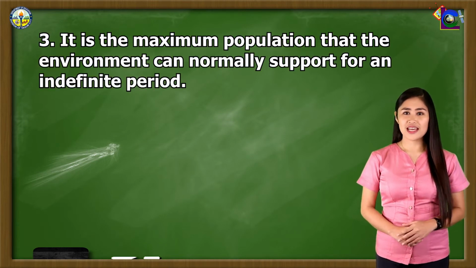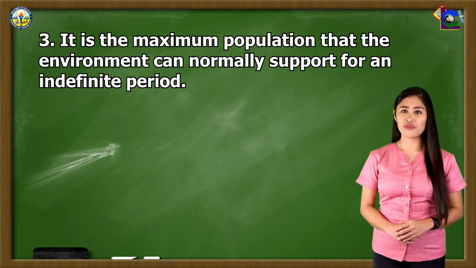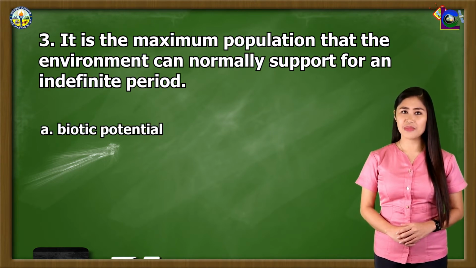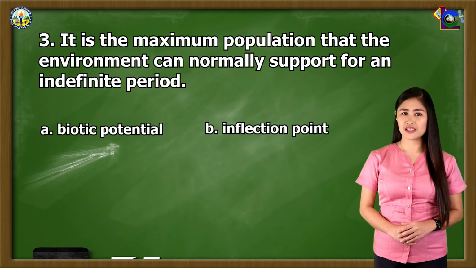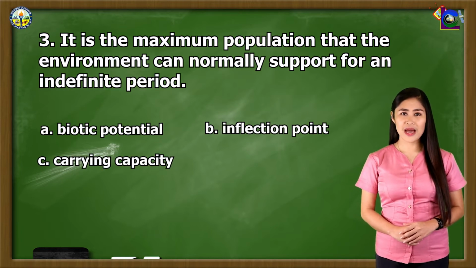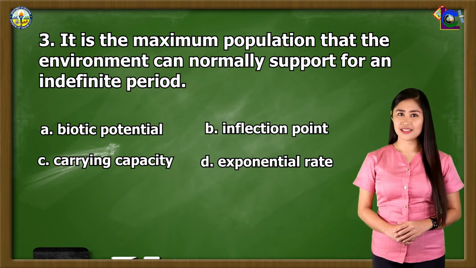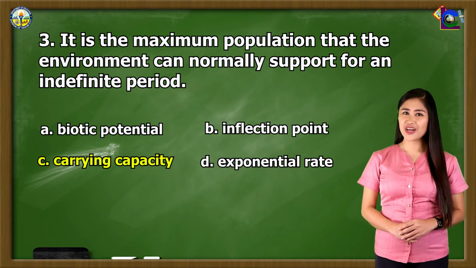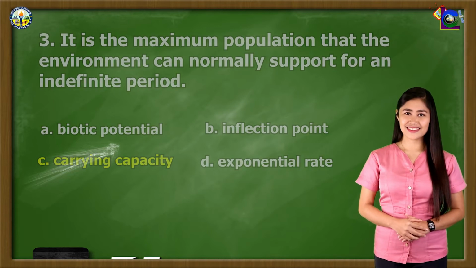Number 3. It is the maximum population that the environment can normally support for an indefinite period. A. Biotic potential. B. Inflection point. C. Carrying capacity. Or D. Exponential rate. Cheers for another smart choice. It's letter C. Carrying capacity.